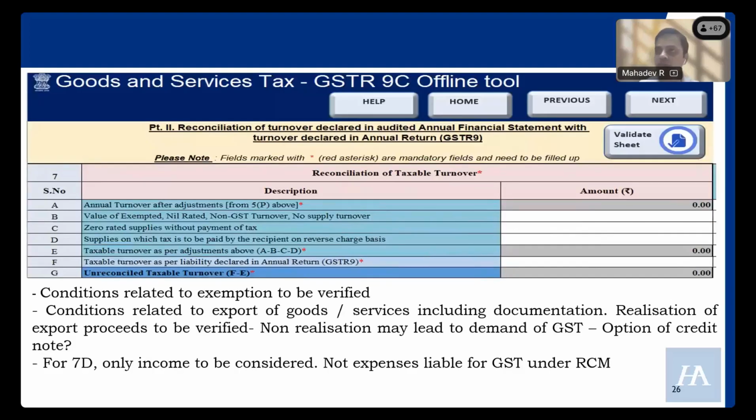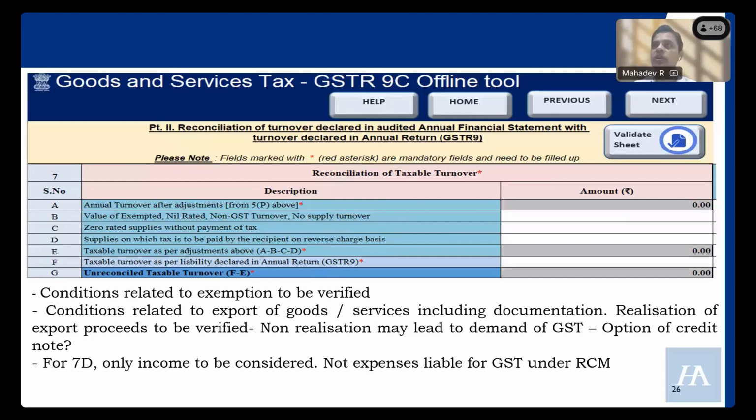Before table 7, there is table 6, wherein the reasons for the difference between your table 5 turnover, which is the adjusted turnover, and the annual return turnover have to be given. If you are getting a difference, the reasons can be rounding off, or lesser tax payment or excess tax payment. If it is any other reason, such as duty drawback, interest, or any other non-operational income which is not subject to GST, then it has to be adjusted in 5O.